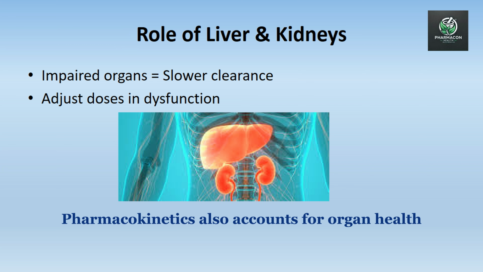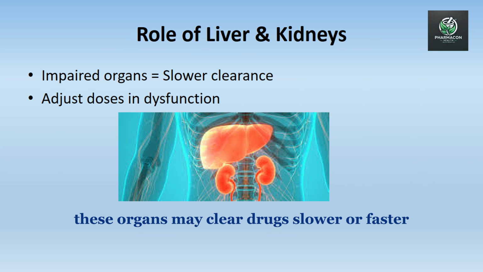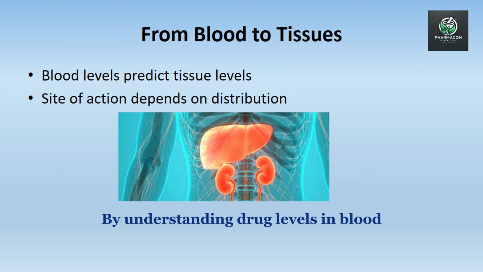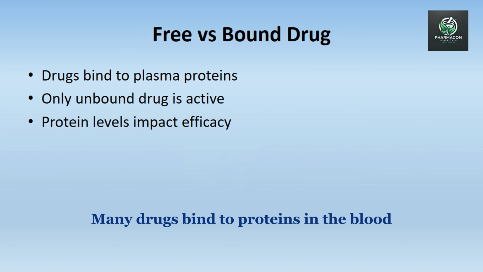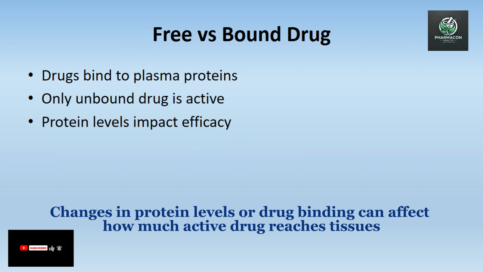Pharmacokinetics also accounts for organ health. If someone has liver or kidney problems, these organs may clear drugs slower or faster, impacting dosing. By understanding drug levels in blood, we can predict concentrations in tissues, the actual sites where drugs exert their effects. Many drugs bind to proteins in the blood. Only the unbound fraction is active. Changes in protein levels or drug binding can affect how much active drug reaches tissues.